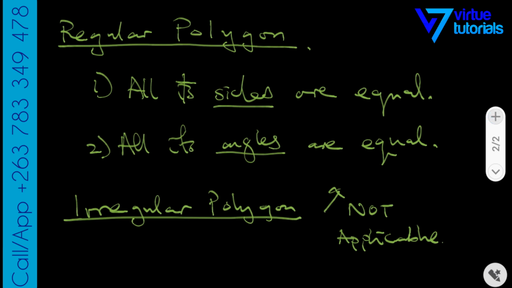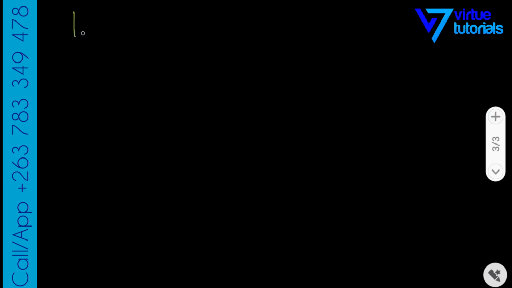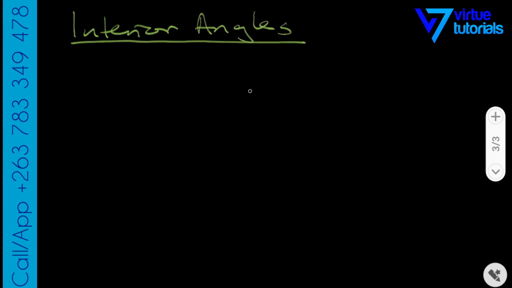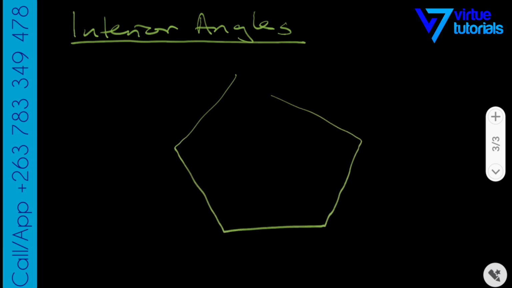Let's look at interior angles of a polygon. The word interior means inside. So if I have a polygon like this, this is a pentagon, these angles that we're looking at, these are the interior angles of that polygon, 1, 2, 3, 4, 5. Now we have a theorem that is there for those interior angles.